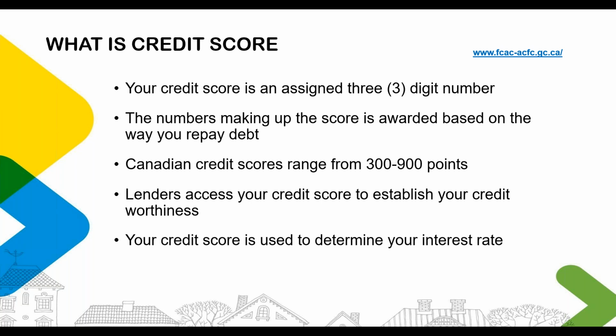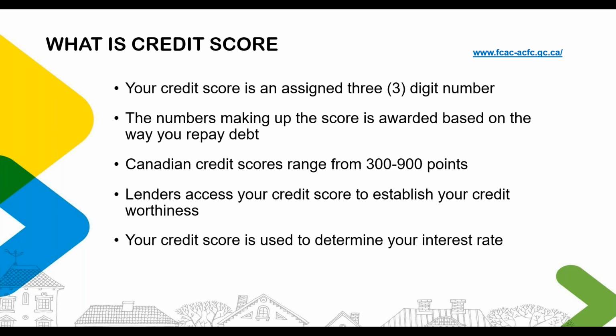Let's look at the credit score. Again, you may go to www.fcac-acfc.gc.ca. That's the government's website, and you'll find more information on your credit rating, credit scores, and things like that. Now, the credit score is a 3-digit number that is calculated using a mathematical formula based on the information in your credit report. So this is not done by hand. Someone does not sit around and calculate this.